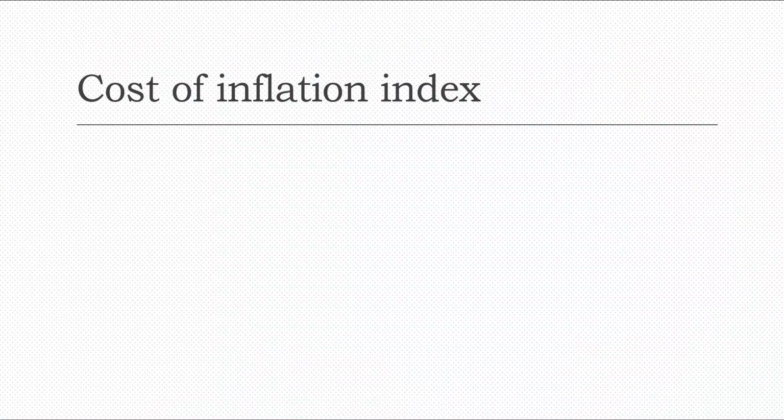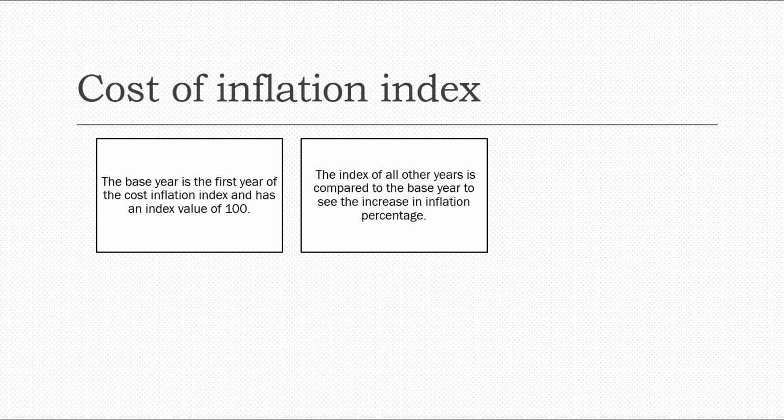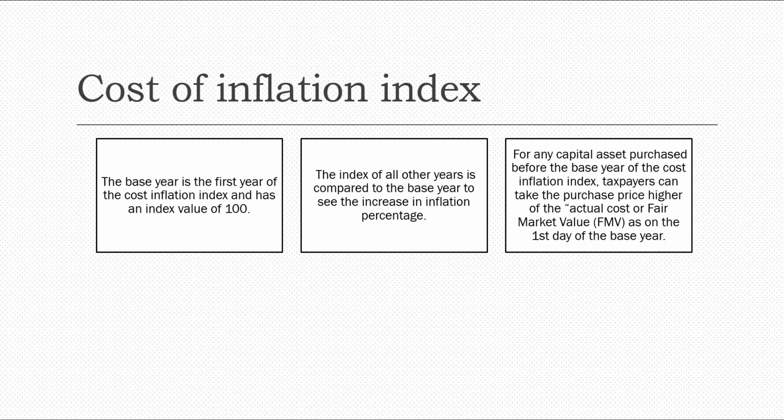Cost inflation index. The base year is the first year of the cost inflation index and has an index value of 100. The index of all other years is compared to the base year to see the increase in inflation. For any capital asset purchased before the base year of the cost inflation index, taxpayers can take the purchase price as the higher of the actual cost or fair market value as of the first date of the base year.